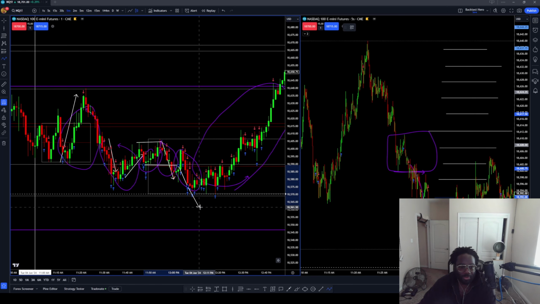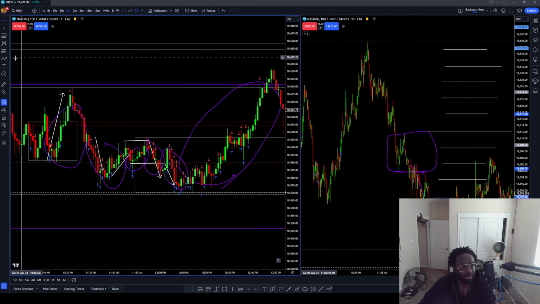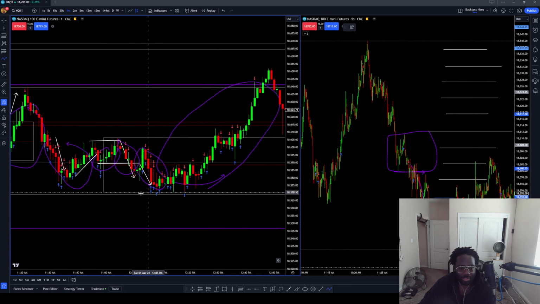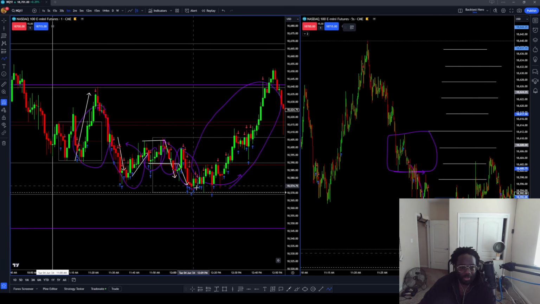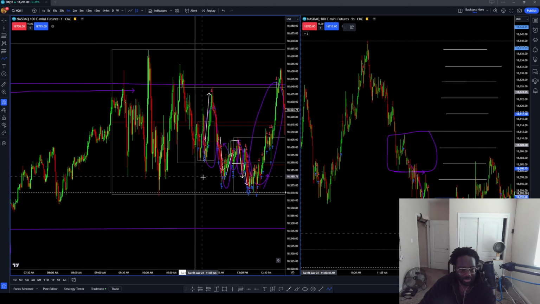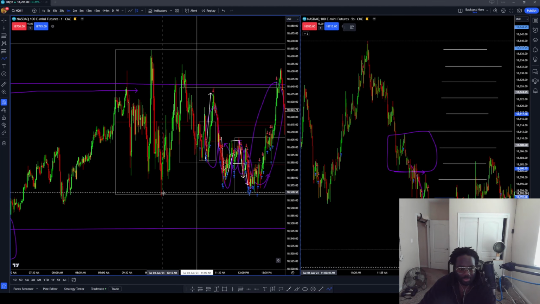Then I caught some sells because we tapped into the zone again. And then this is just me being a little bit premature entering. And I wanted to catch some buys because I saw that we were at the origin of the move.